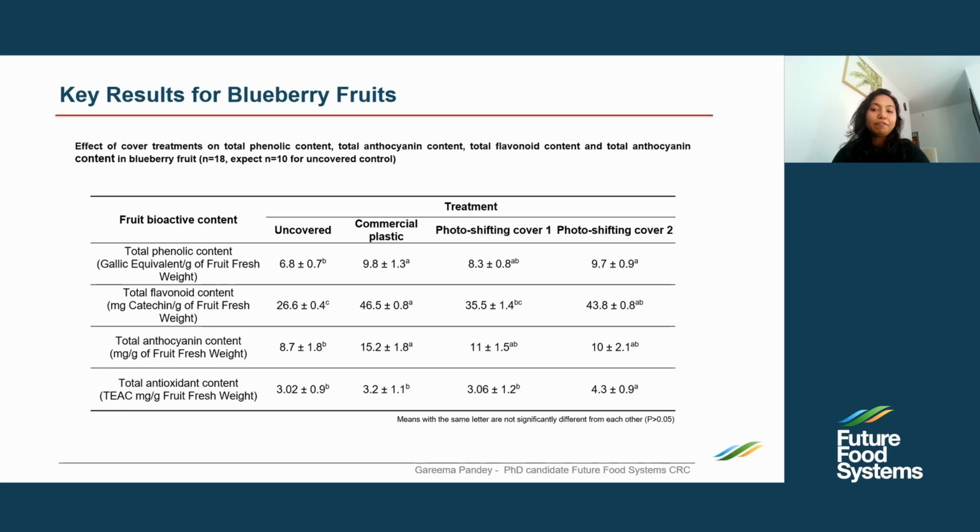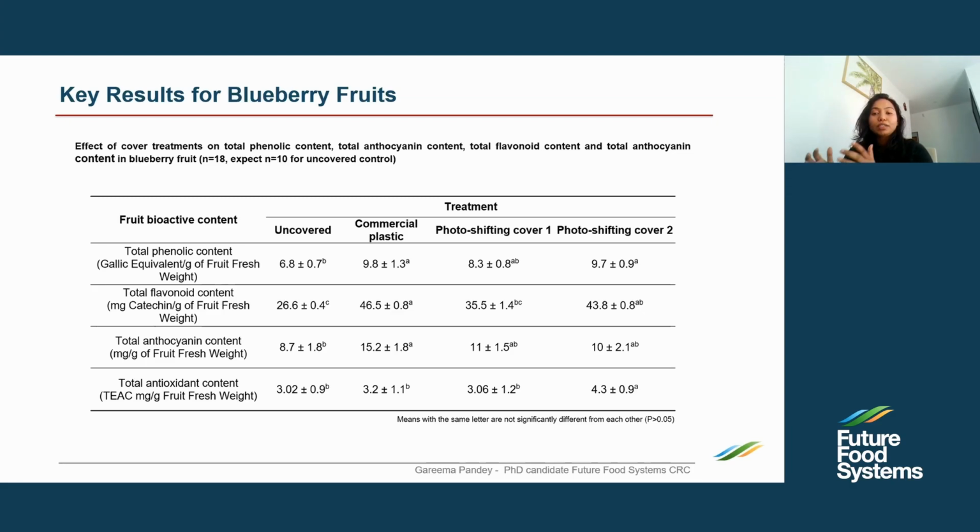In terms of blueberry fruits, we measured bioactive content through four key components: the total phenolics, total flavonoids, anthocyanins, and antioxidants. Those were the parameters based on which we concluded. In terms of phenolics, anthocyanin, and flavonoids, commercial clear plastic performed much better than any other covers.